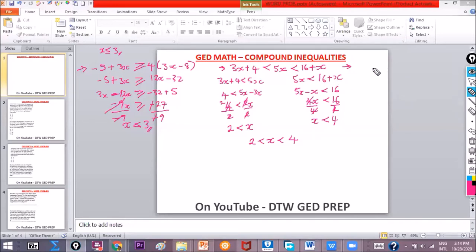So let's say we have 30 less than or equal to 5 bracket x plus 4, and 5 bracket x plus 4 is greater than 10. So let's solve this together. From here, let's open up this bracket.